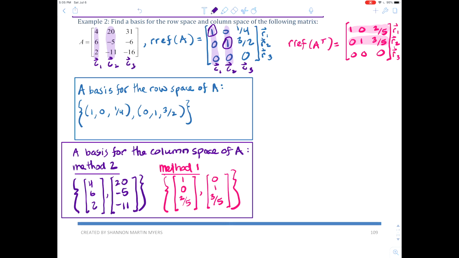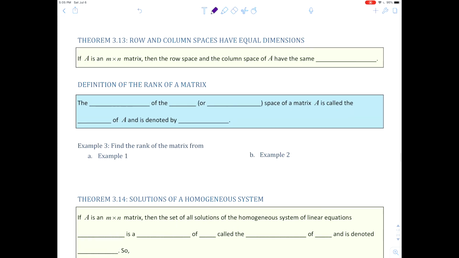On to the next one. Theorem 3.13, row and column spaces have equal dimensions. So if A is an m by n matrix, then the row space and the column space of A have the same dimension. Remember, how did we find dimension before? Dimension of some space. Good, we counted the number of vectors that were in a basis for the space.